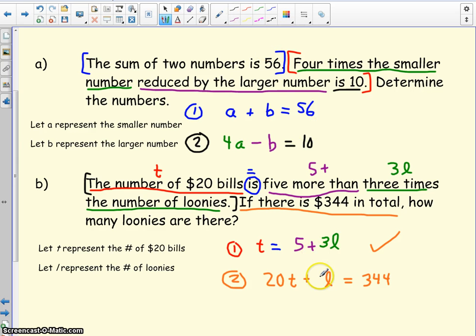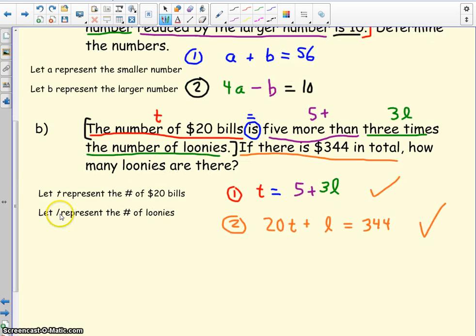So in theory, I could have put in a 1 here to say it's 1 loonie, but multiplying by 1 doesn't do anything, so I don't really need that. So $20 for each $20 bill, $1 for each loonie. Add those together will give you a total value of $344. So again, you get two equations there, and don't worry about solving them at this point. That will be something that we do in a later lesson.